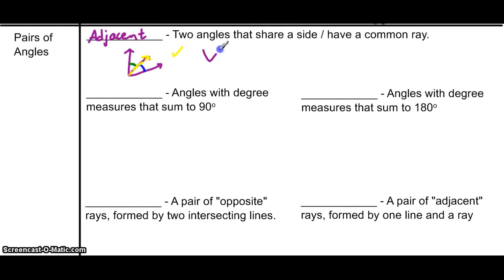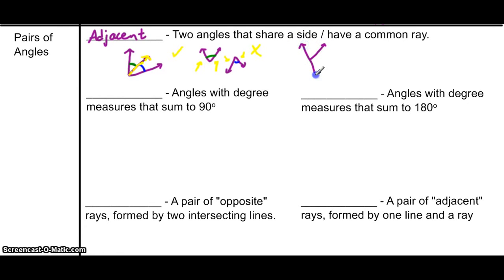On the other hand, if I have one angle here and another angle over here, these are not adjacent angles because they do not share any of the same sides, the same rays. Notice that this green angle has its own rays, and this blue angle also has its own rays. So this is not a pair of adjacent angles. Now here's one last example that's a little bit confusing.